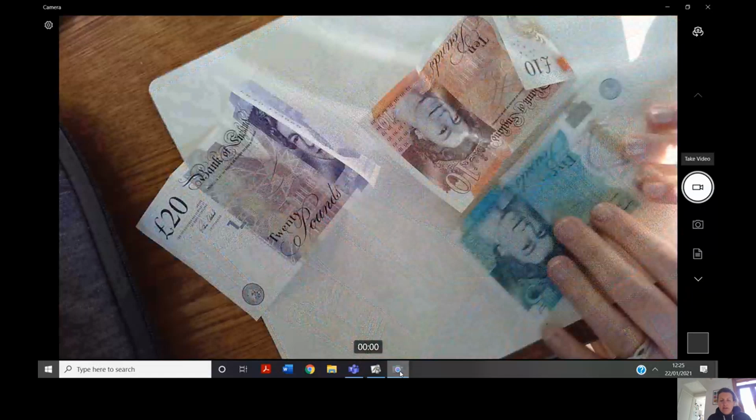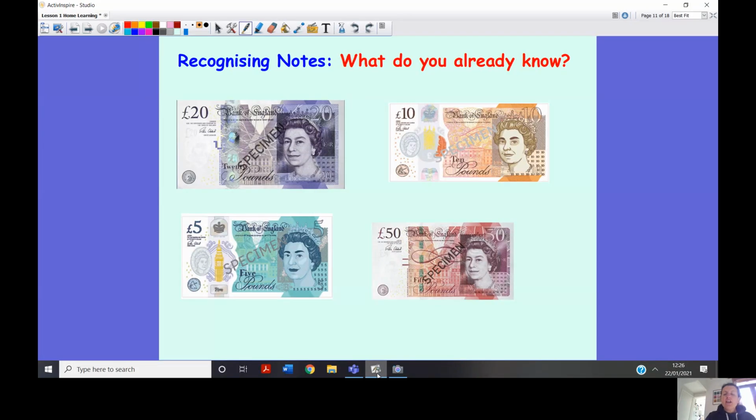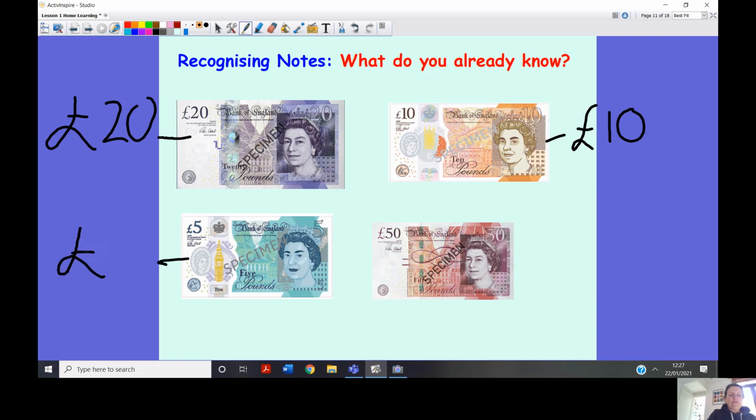So, recapping. This note is worth £10. This note is worth £20. This note is worth £5, and this red one is the £50 note. I remember when I got one once, it was very exciting.